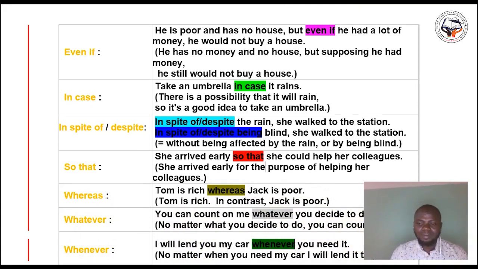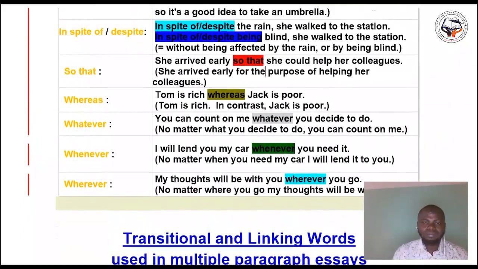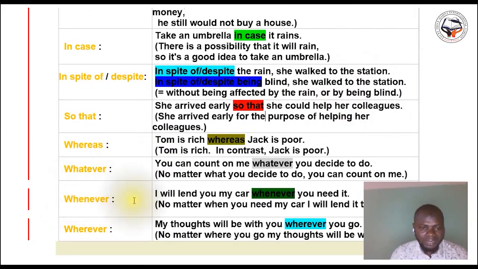Whenever. I will lend you my car whenever you need it. It means that no matter when you need my car, I will lend it to you. There is no condition to take my car. You can have it at any time, be it in the morning, in the afternoon, in the evening. If you need my car, you can have it with no condition.